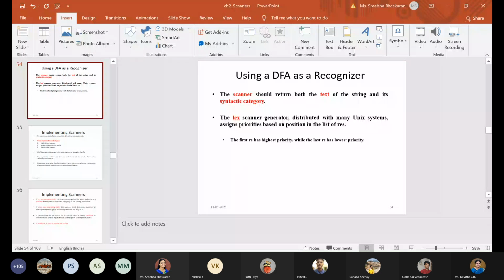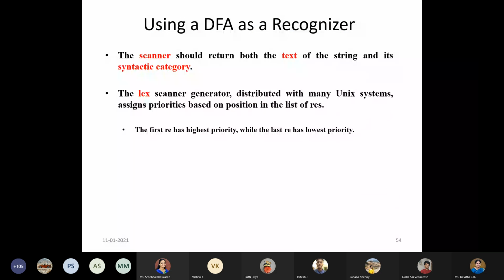So I'll repeat once again. By using the scanners, what we are trying to do is recognize each word, and recognizing each word, we are recognizing the regular expressions. So when we have multiple regular expressions written, we prioritize based on the order in which we write them. The first regular expression will have the highest priority. The last regular expression, whatever you write, will have the least priority.